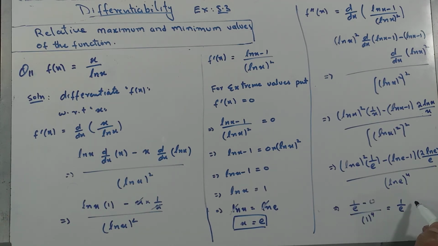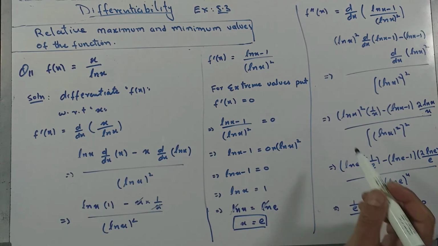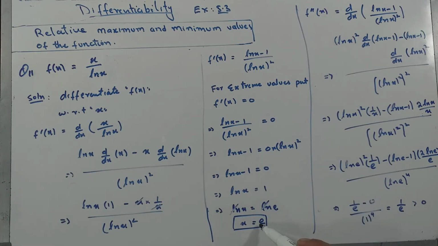1 upon e is greater than 0. Therefore, the function has a minimum value at x is equal to e, because by putting the value of x is equal to e in the second derivative, we got a value greater than 0. Now, by putting the value of x is equal to e in this function, we will get the minimum value of this function. So, we don't have the space here.